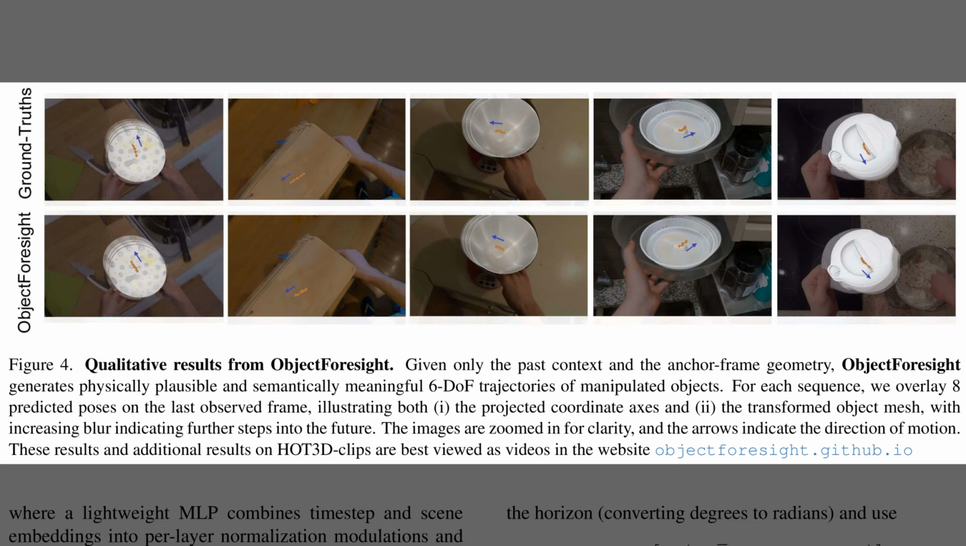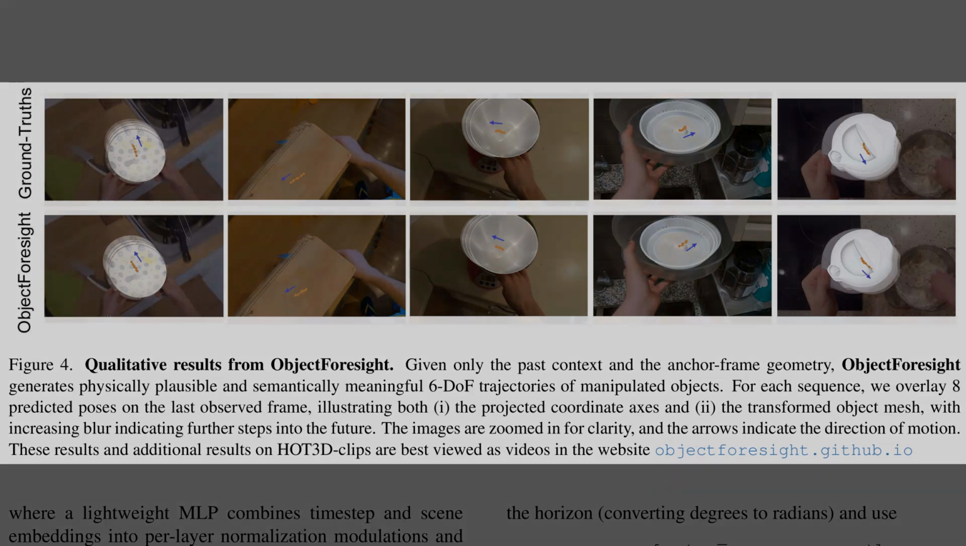Alright, with the model defined, Figure 4 now validates its performance by comparing real trajectories against the generated ones. The top row establishes the ground truth, visualizing future motion by overlaying 8 consecutive poses onto the last scene frame. In the bottom row, we see the predictions from ObjectForesight. The alignment is striking. The model accurately anticipates complex dynamics, such as the rotation of the plate in the first column, effectively mirroring the physical reality.